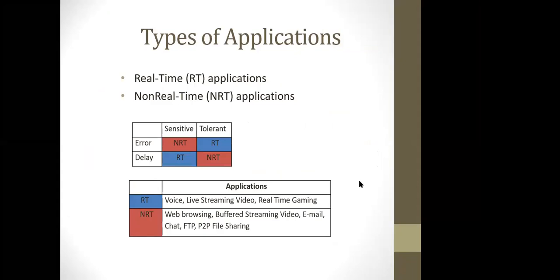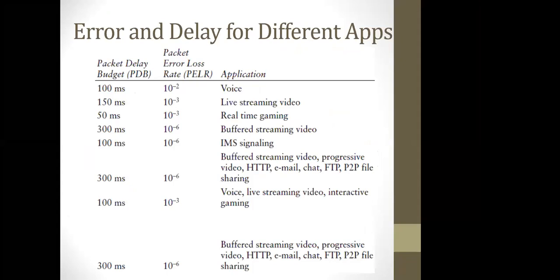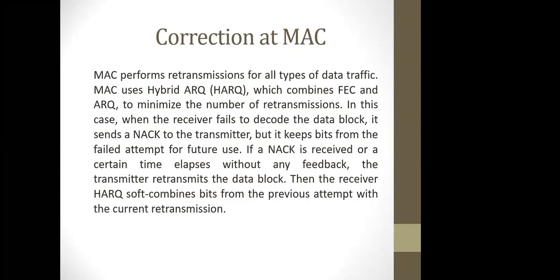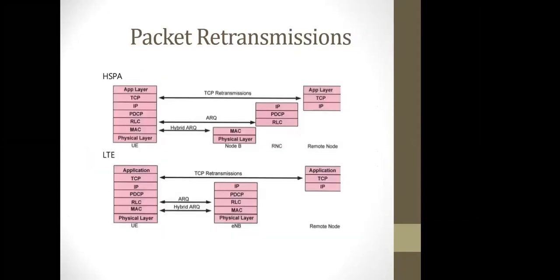This slide I already covered in the last semester, but just as a reminder. This one probably I also covered. So you have two methods: forward error correction (FEC), that's actually coding, turbo coding or conventional coding or whatever you use, and then packet retransmissions. It's an additional method. The packet retransmissions occur at different layers.